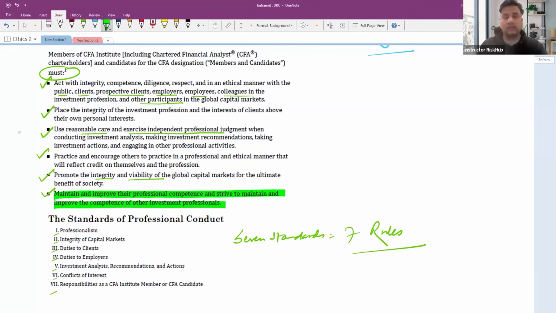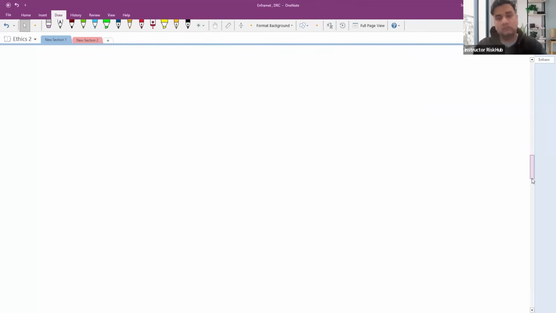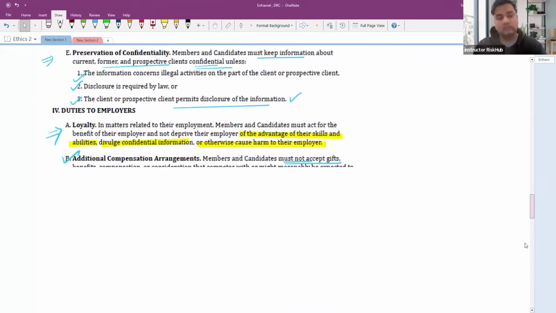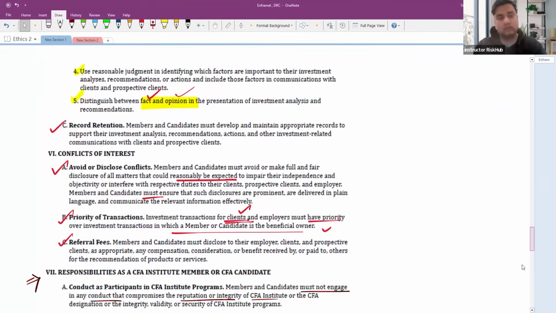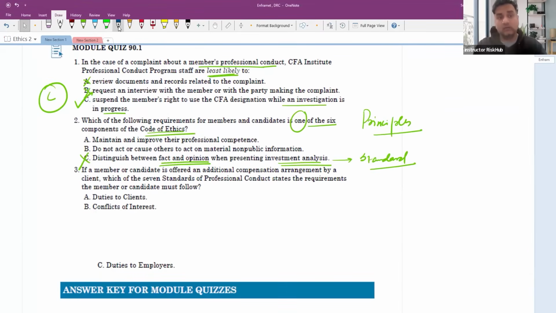Unfortunately, you have to remember at least the headings of your rules and standards, right? So again, option A is the answer. Tricky, but if you have read it correctly, you can find it. This is again a standard.